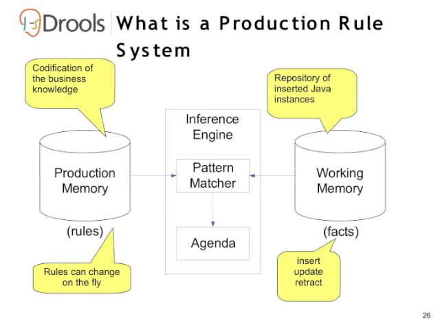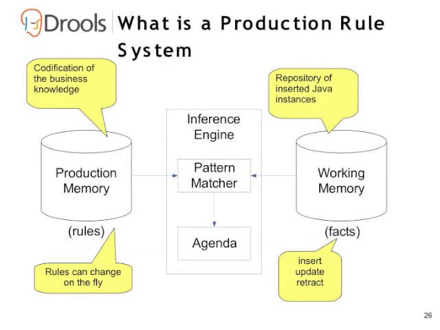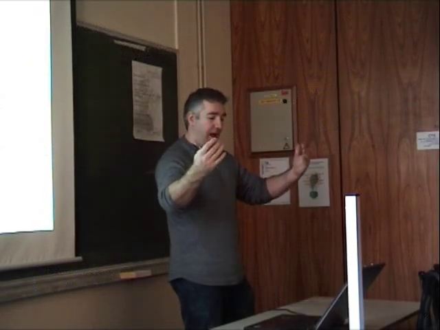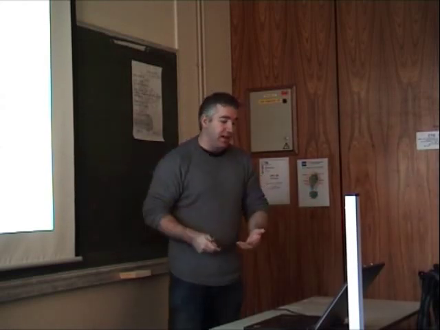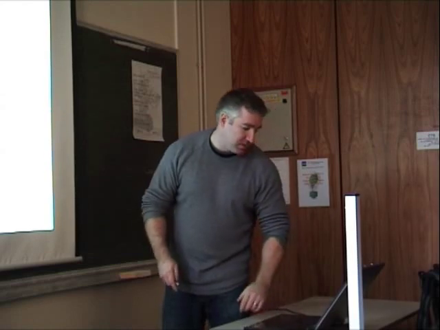You have a production memory, that's your rules, your views. You have your working memory, that's like your tables. And you insert, update, retract into your tables. Then there is a process which takes the tables and the rules and combines them together to create an agenda, which I'm going to show you in a second. That's basically how a view would work to materialize the rows in the view from your tables.